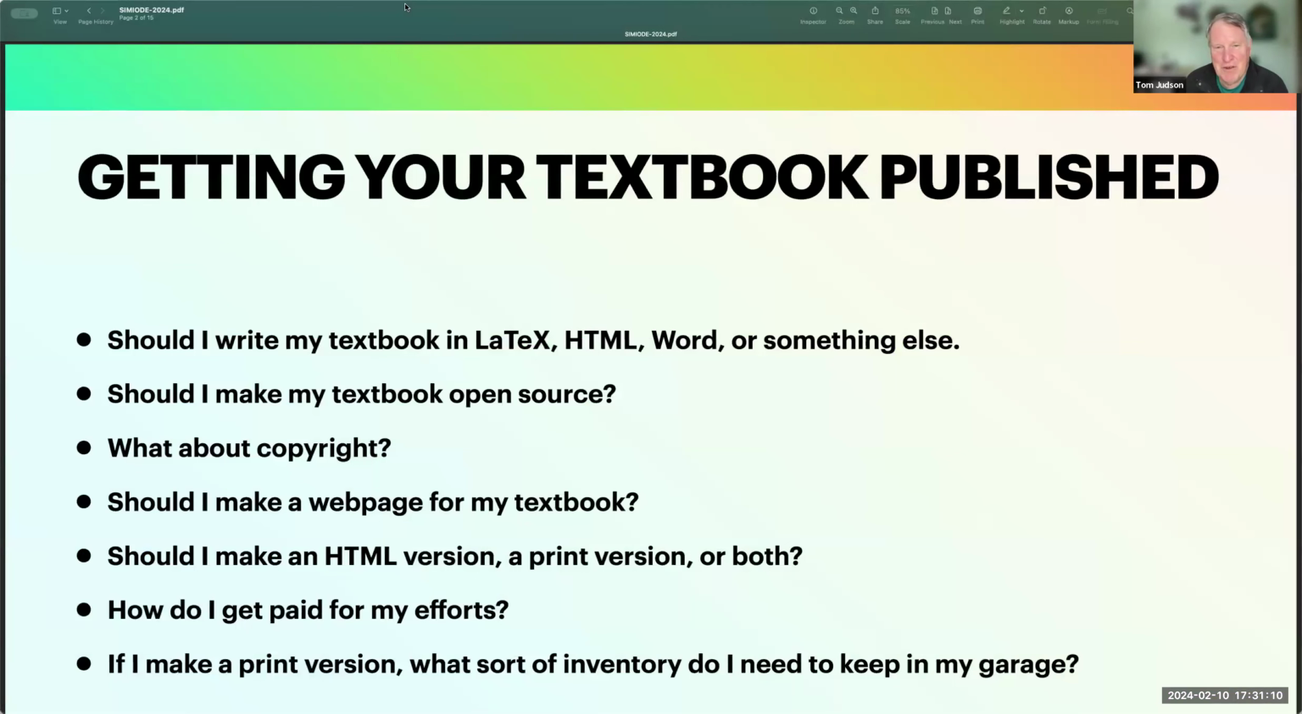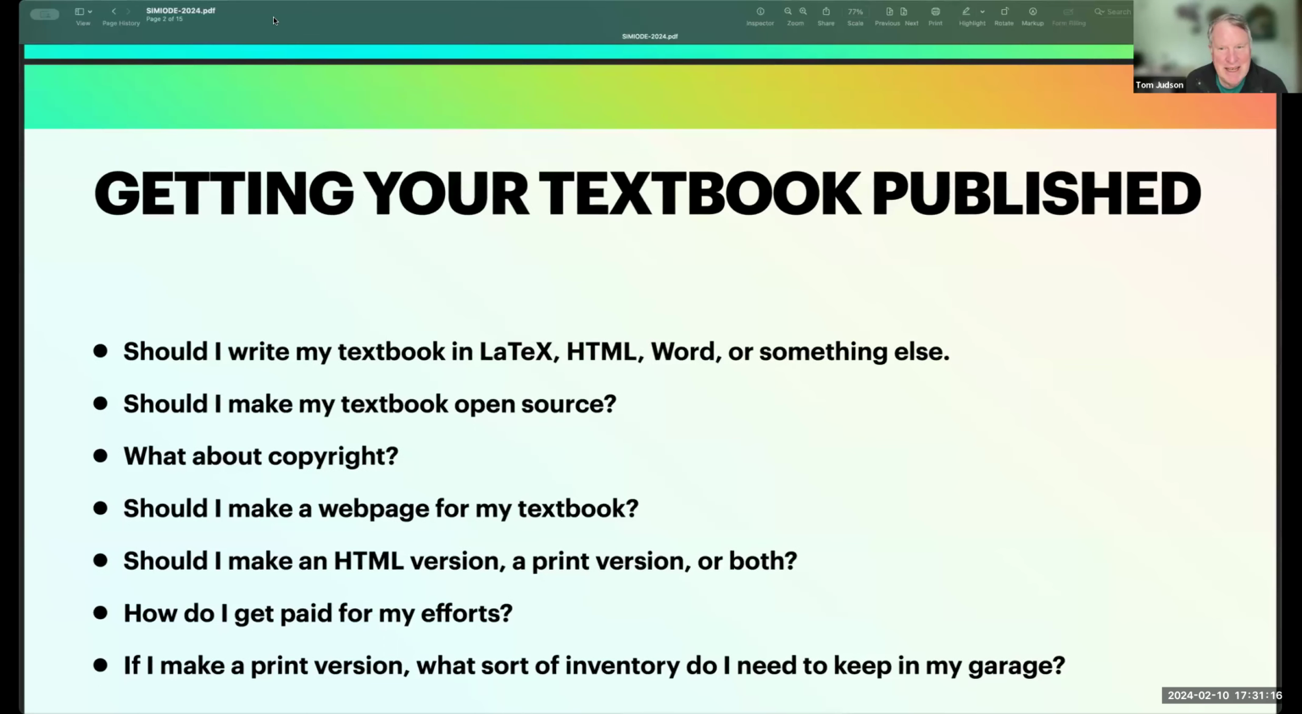Okay, so as far as getting your textbook published, there's several things to consider before you start doing this. Should you write your book in LaTeX, HTML, Word, or something else? Now, I know people who have written mathematics textbooks in Word. I would not try and do that, and I don't think that's a good idea. Most of us probably would use LaTeX. HTML is a little bit demanding, and there are other options. And the second question is, should I make my textbook open source? And we'll talk about that in a minute.